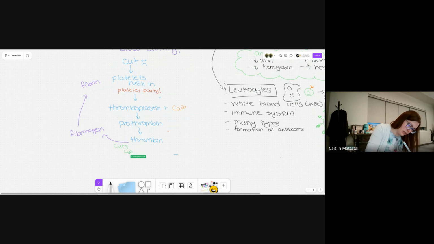And fibrin is going to turn into what looks almost like a fiber, like the things that make your clothes, like a thread. And this fibrin is going to wrap itself around the platelets to form our final blood clot.